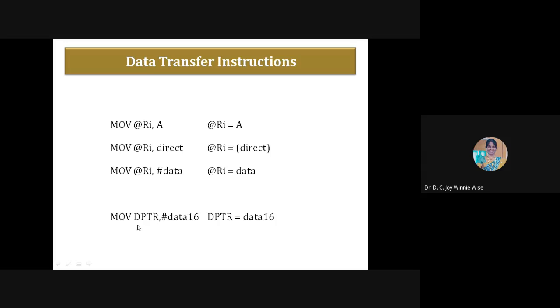DPTR is the data pointer register, which is used to refer to the external memory. You have to study and go through all these instructions so that when you are writing the program, it will be easy for you.